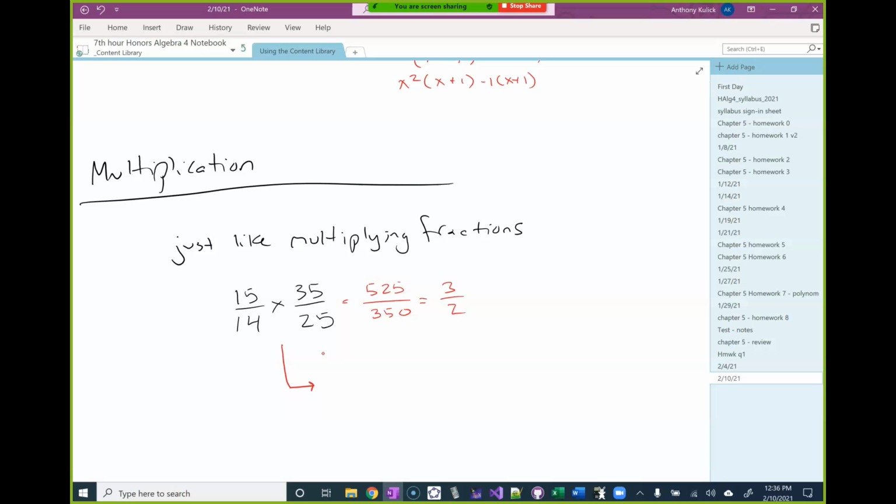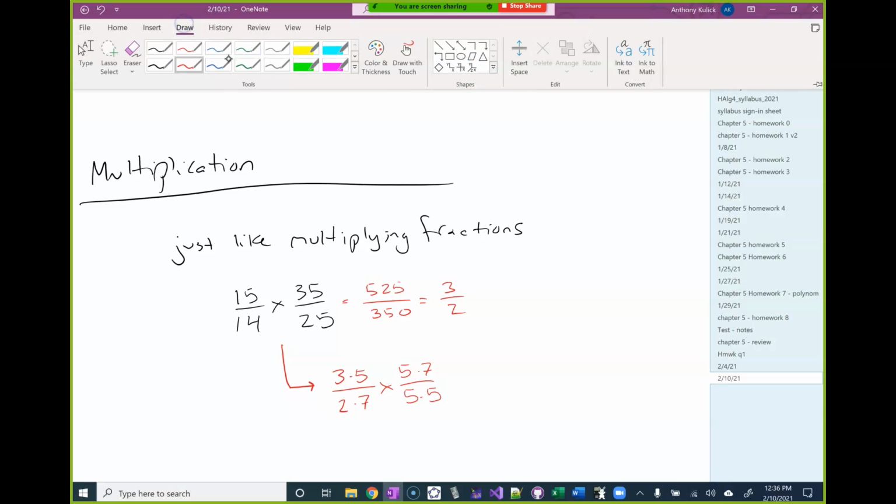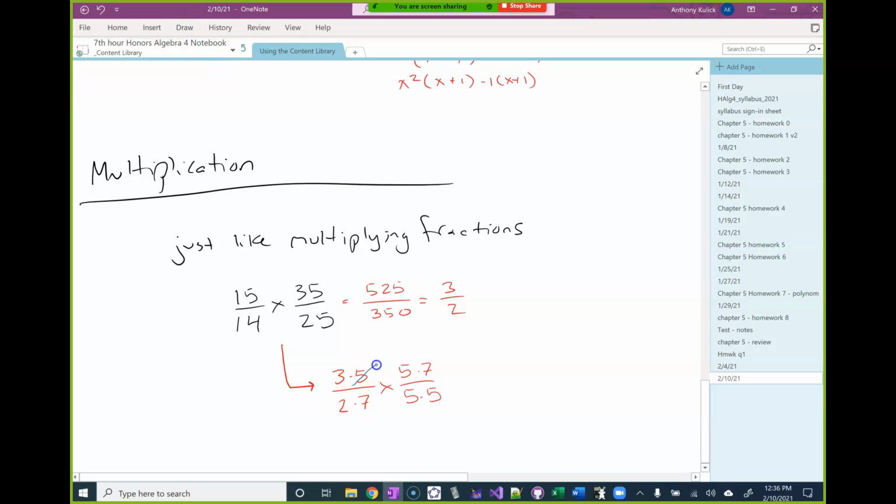I could reduce before I multiplied, right? So 15 is 3 times 5. 14 is 2 times 7. 35 is 5 times 7. 25 is 5 times 5. And now we'll reduce before we multiply.